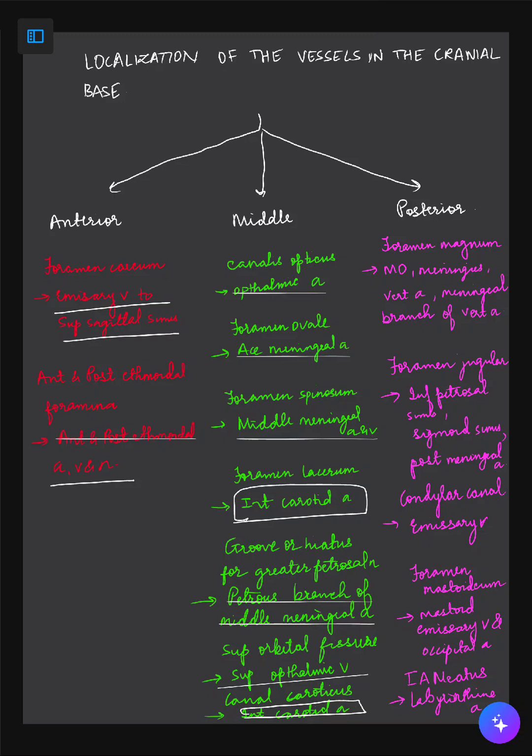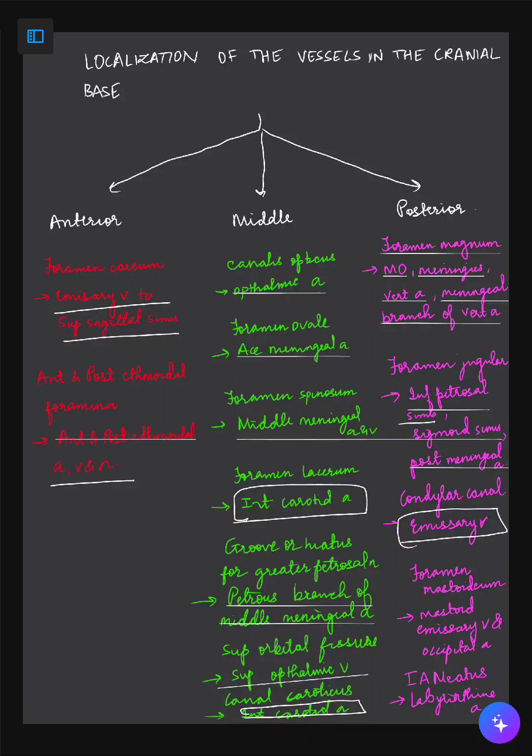In the posterior cranial fossa, the biggest opening is the foramen magnum. What are the structures that pass from there? Medulla oblongata, meninges, vertebral artery, and the meningeal branch of the vertebral artery. Next is the foramen jugulare. From this, the inferior petrosal sinus, sigmoid sinus, and posterior meningeal artery. Next is the condylar canal. From this condylar canal, there are emissary veins.